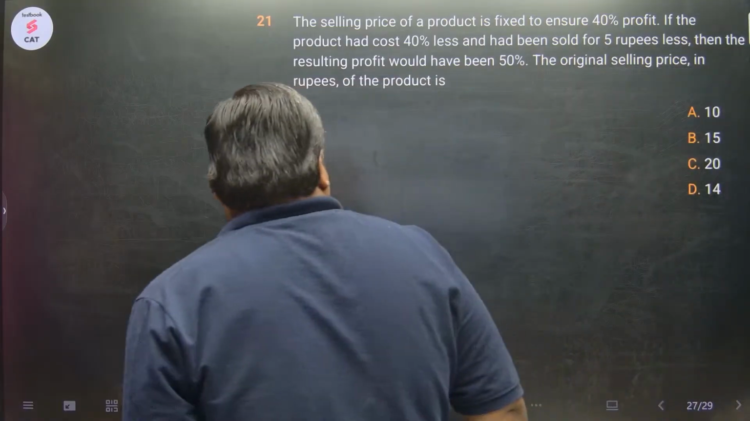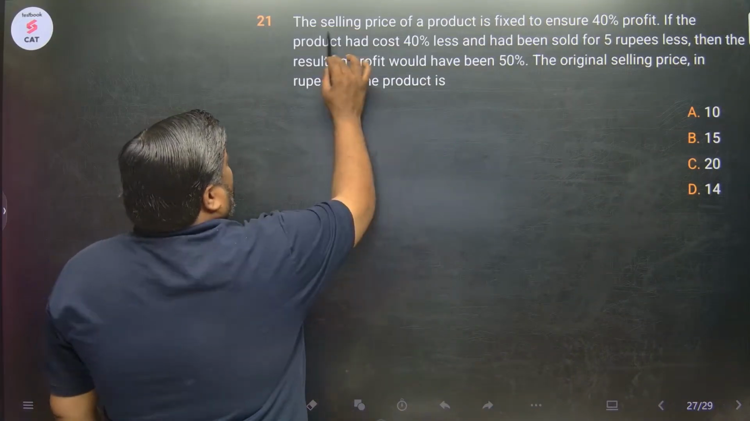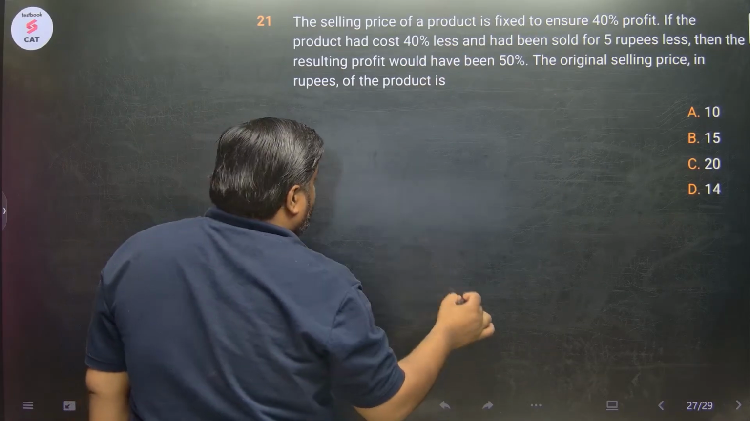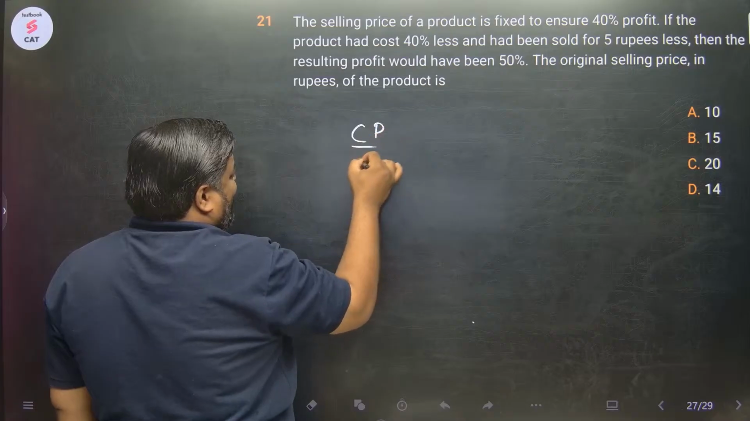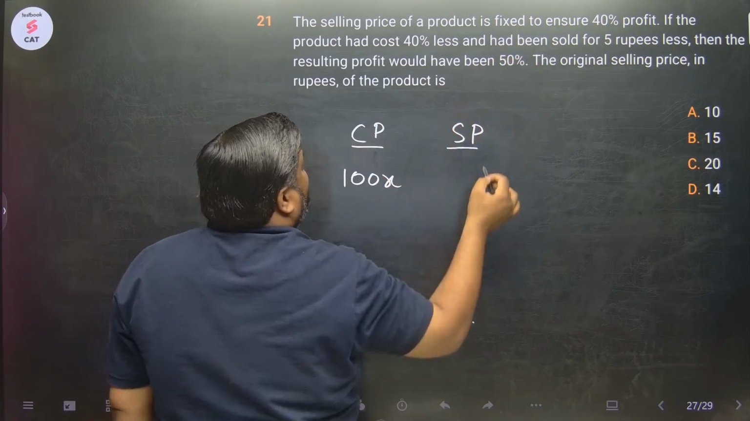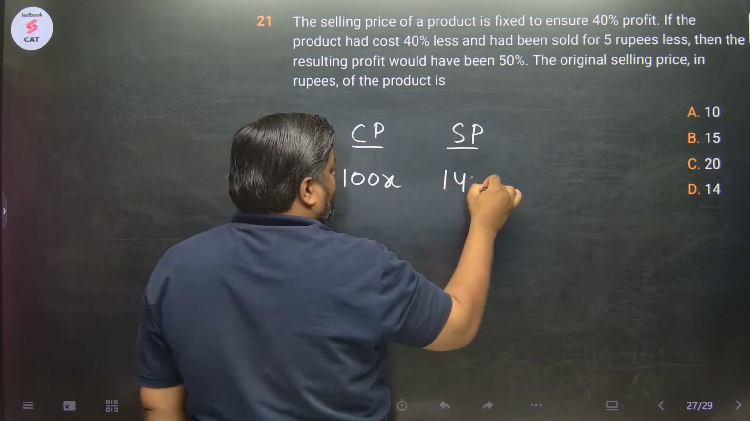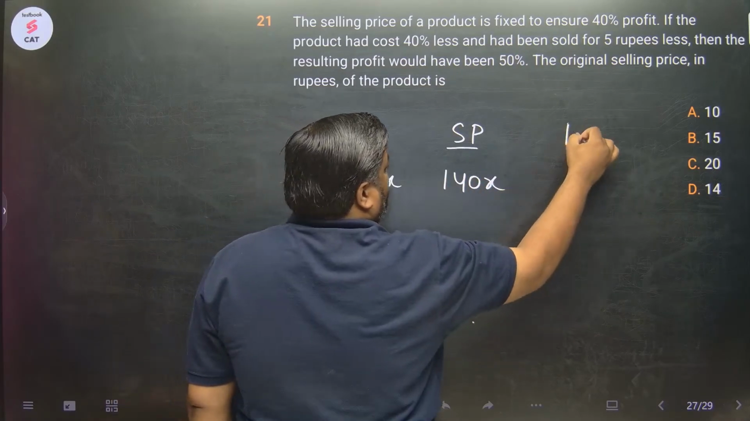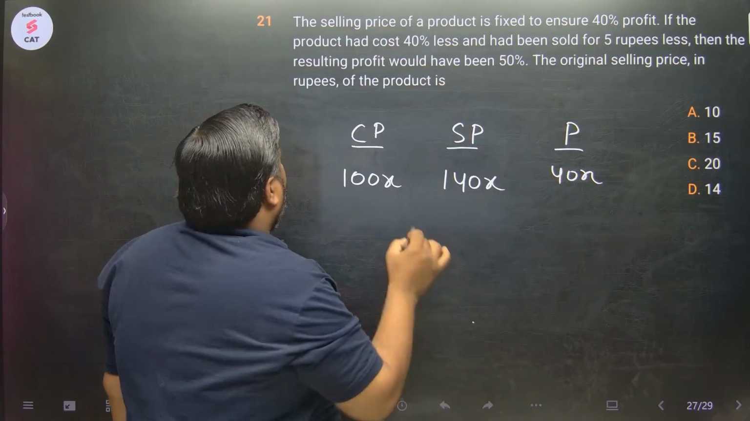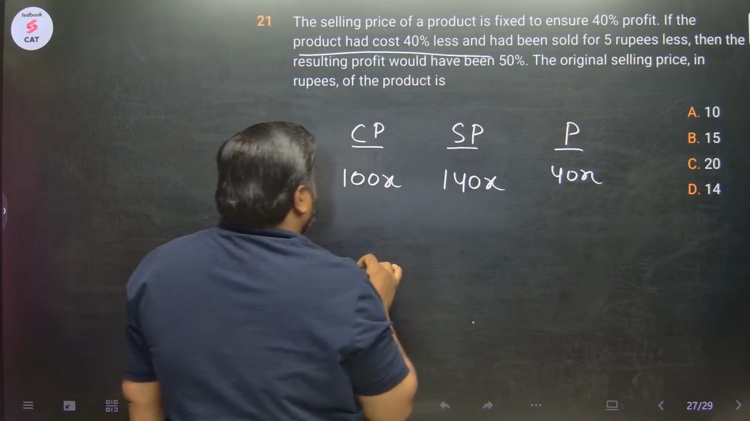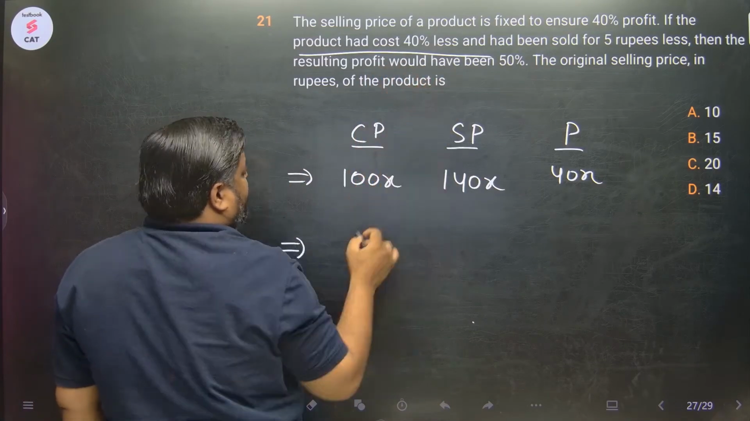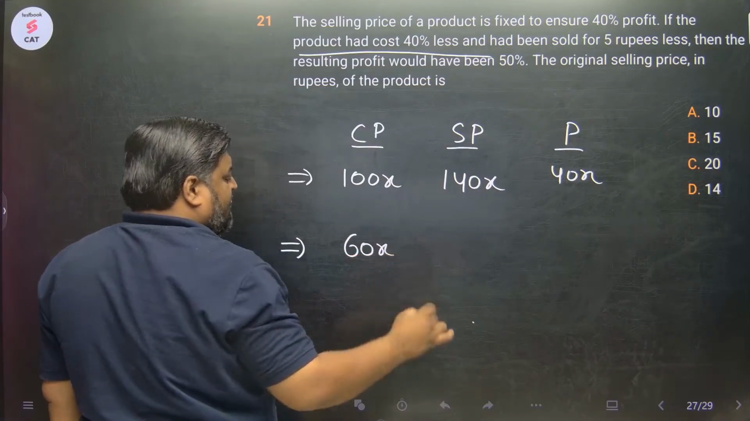Question number 21. The selling price of a product is fixed to ensure 40% profit. Let's say the cost price is 100x. Selling price is set to ensure 40% profit, so selling price would be 140x. Profit would be 40x. Very good. If the product had cost 40% less, this is my case 1.